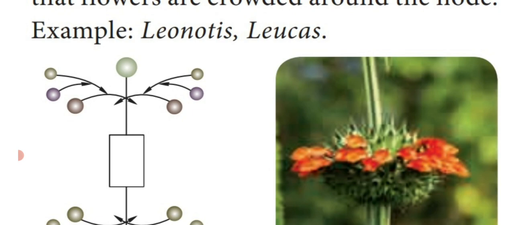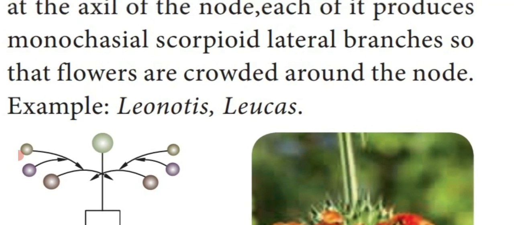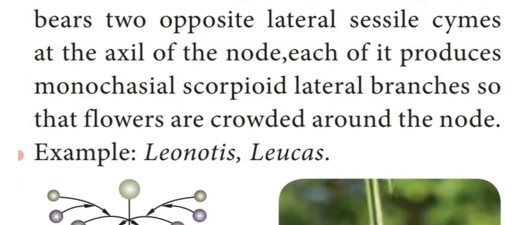Irumalukku பயன்படுத்துவாங்க. So here it is an orange color. Flowers are arranged around the nodal region. Example, Leonotis is the example of verticil or verticillaster inflorescence.